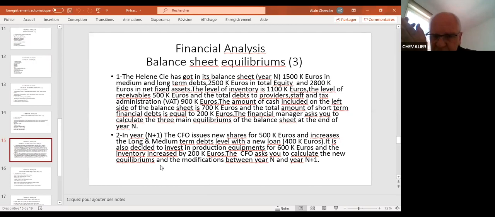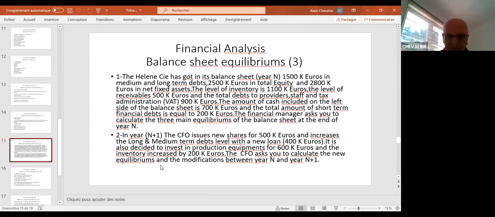So we have a new investment to finance, we have an increase in inventory, which means here, because all the other elements of the calculation of the operating working capital stay constant, we have a financial need of 200k euros to finance the operating working capital. The CFO asks you to calculate the new equilibriums and the modifications between your N and your N+1.